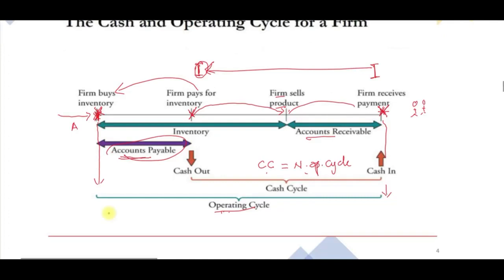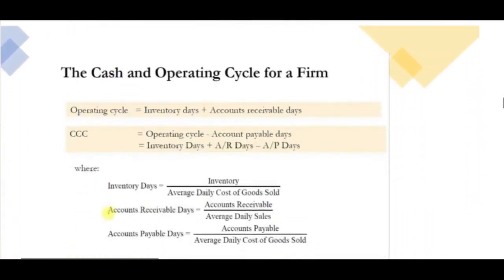We can also say that the inventory is there, and from sales the inventory is there. These days are called inventory days, and this is accounts receivable days. So we can also write the operating cycle like that. Inventory days mean the time from when the company buys the inventories to when it sells them, plus accounts receivable days. That is called the operating cycle.